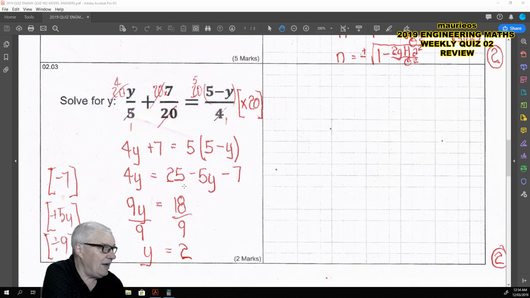So 9y equals 25 minus 7 is 18. Now 9y equals 18, so I just divide by 9, and then I put a 9 underneath to give me y. y equals 18 over 9, which is 2. So that's number 3 all done.